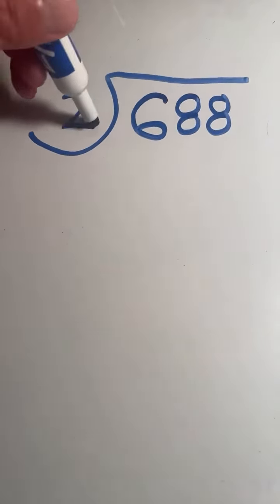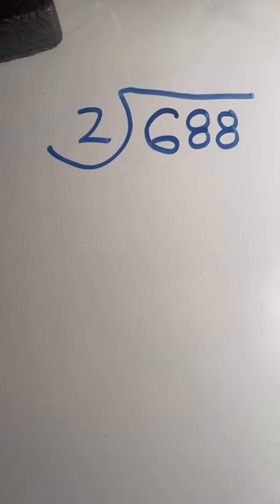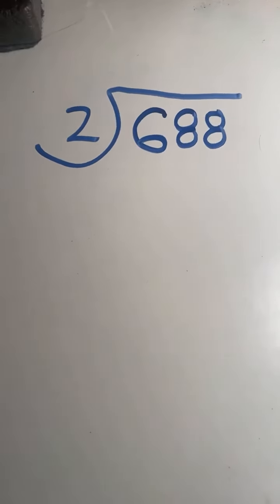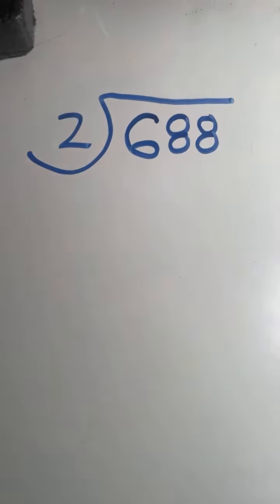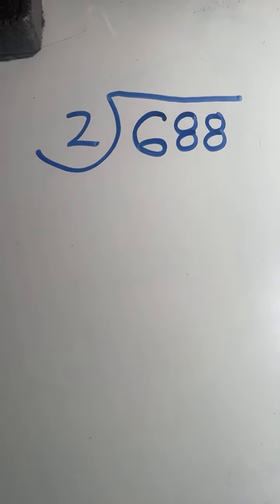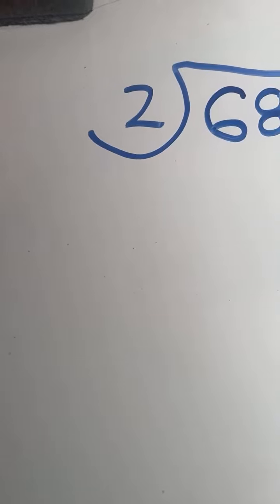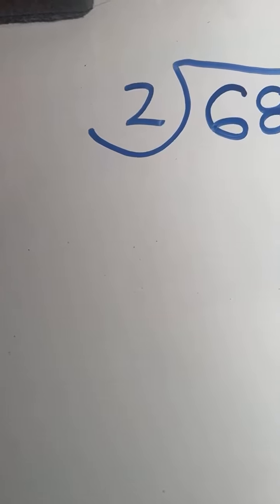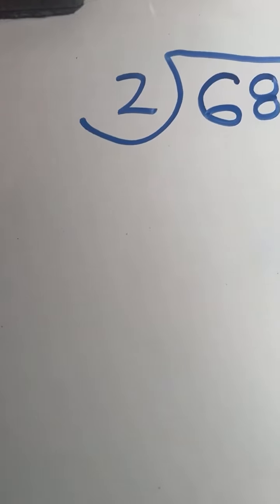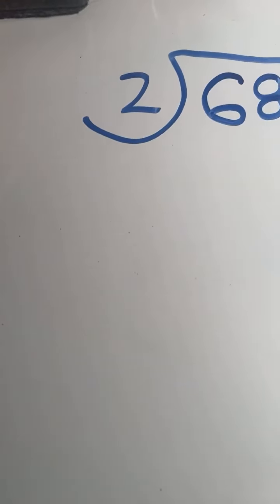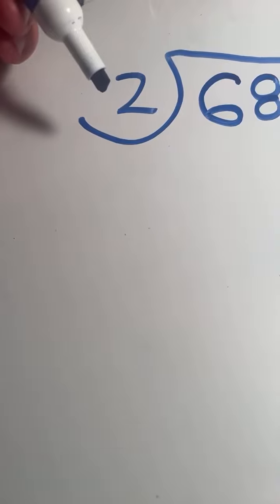688 divided by 2. So step one, we want to divide by the smallest number possible. We're looking for the number within the number here. And the rule is the number inside the square has to be equal to or bigger than the number outside the square. And 6 is bigger than 2.